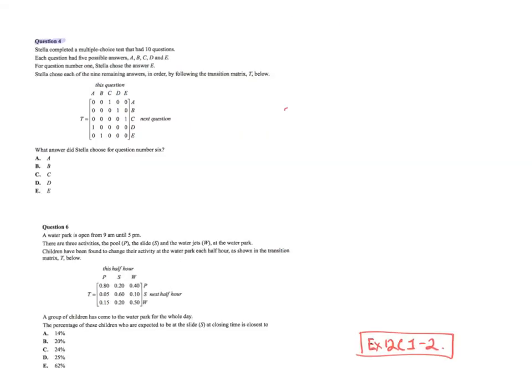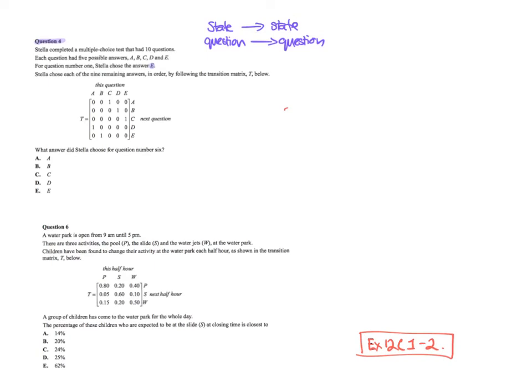Okay, question 4. Stella completed a multi-choice test that had 10 questions. Each question has 5 possible answers of A, B, C, D, and E. For question 1, Stella chose E. When they're talking about going from state to state, for this one it's just question to question. So that's how they've set this up. Stella chose each of the 9 remaining answers in order, following this transition matrix. What did Stella answer for number 6?